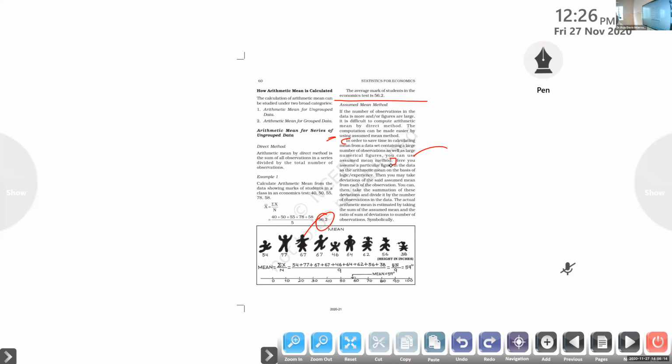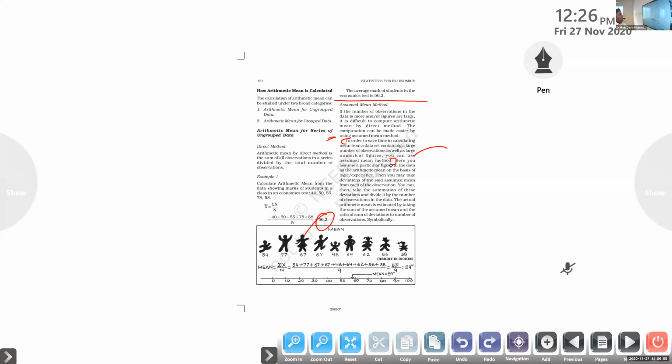In order to save time in calculating the mean from a data set containing a large number of observations as well as large numerical figures, we can use the assumed mean method to find the answer. Here we are assuming a particular figure in the data as the arithmetic mean on the basis of logic and experience. So easily we are able to find the arithmetic mean with logic and experience, and here also we want to use the same.